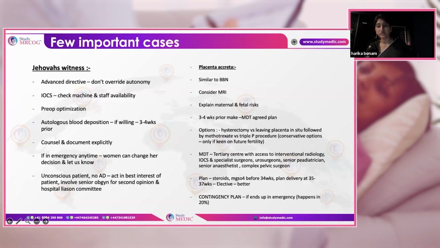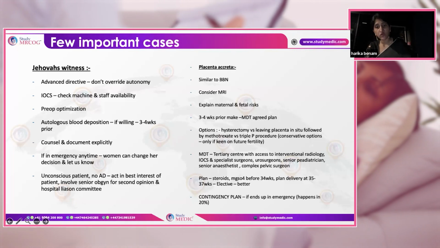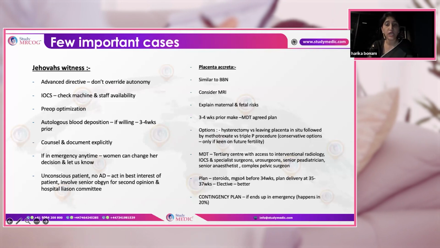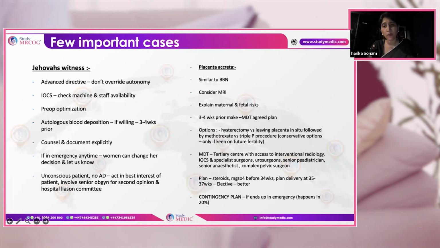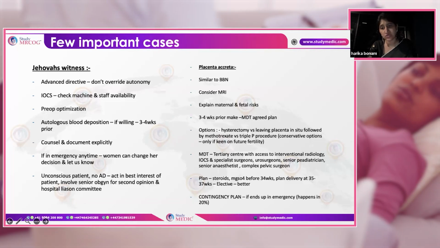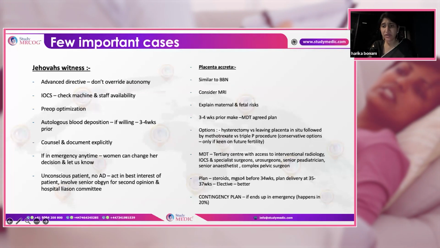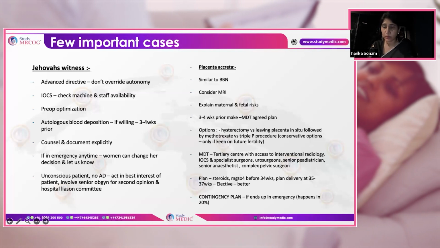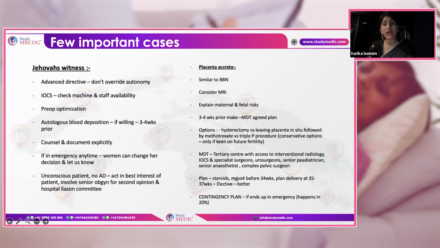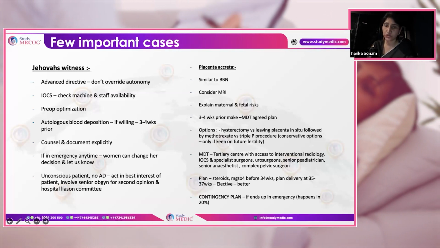Explain the maternal and fetal risks, and then 3 to 4 weeks prior you'll have to make a multidisciplinary team agreed plan in placenta accreta. Usually the options in placenta accreta are doing hysterectomy versus leaving the placenta in situ, followed by methotrexate, versus triple P procedure. Conservative options you'll have to give only in patients who are keen on future fertility.